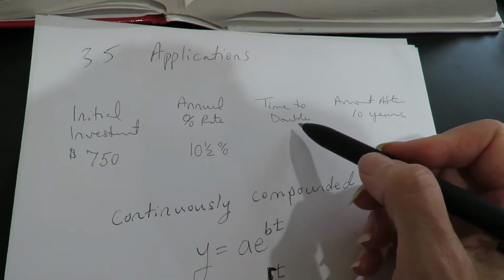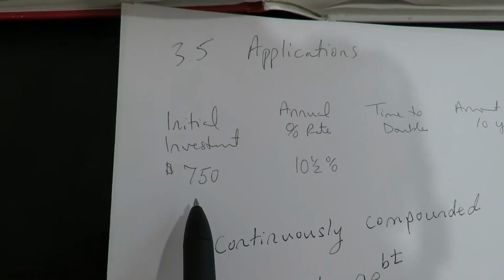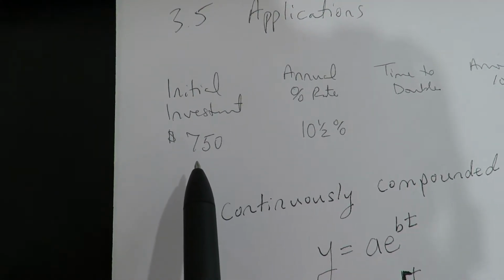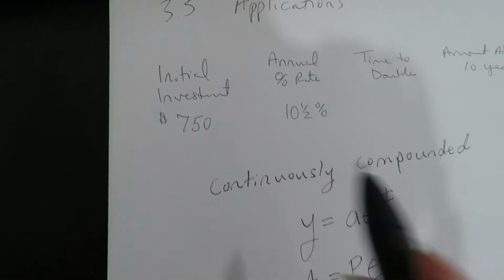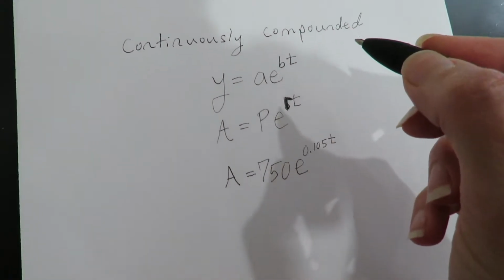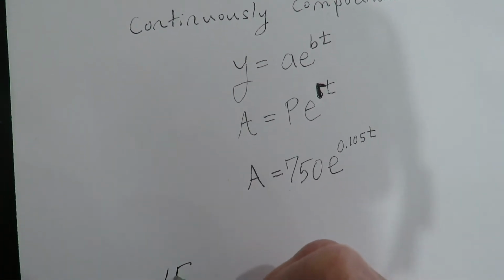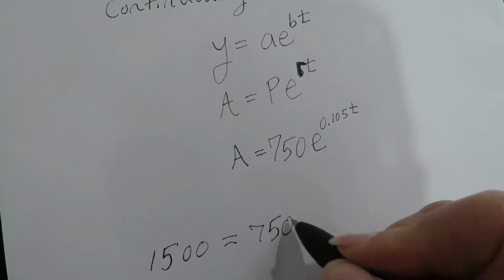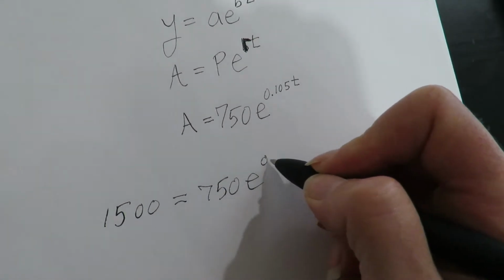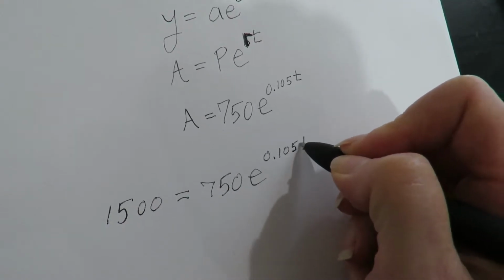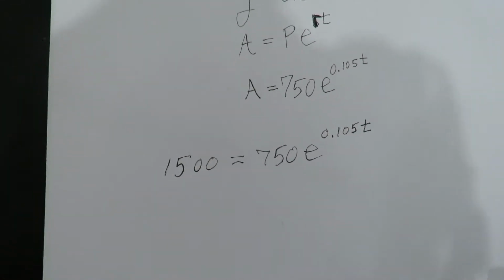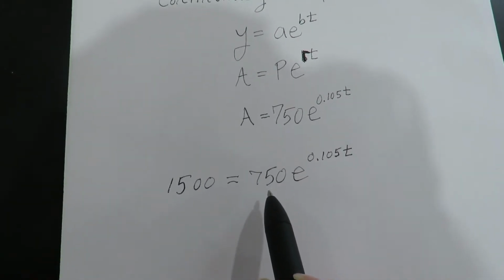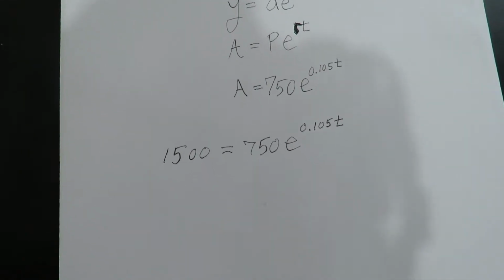Now for the time to double, if they start with $750, what would that be if you double that? That's going to end up being $1,500. So for the first part here, we're going to make this $1,500, and we're going to solve for t. Now remember, whenever you solve an exponential equation, you have to isolate it first. So you're going to have to divide off the 750.